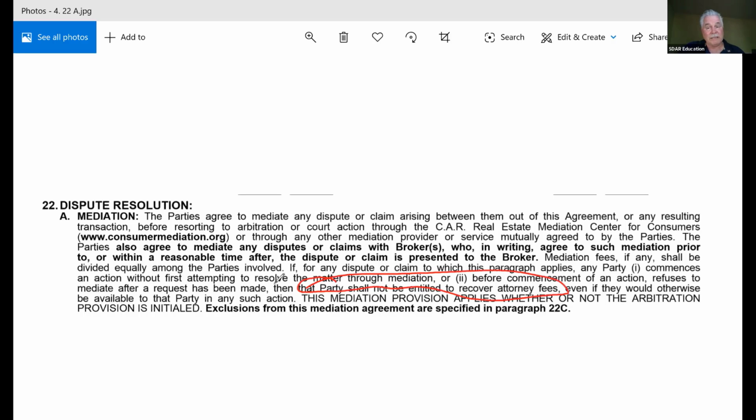Now, if you don't think that's a big deal, that's a big deal, right? So in other words, even though you're successful, you refuse to mediate, you decide you're going to go to trial. I have such a good case. You may not get their attorney's fees. You may not get your attorney's fees paid for by the losing party, even if they would otherwise be available to that party in any such action. The mediation provision applies whether or not the arbitration provision is initialed.